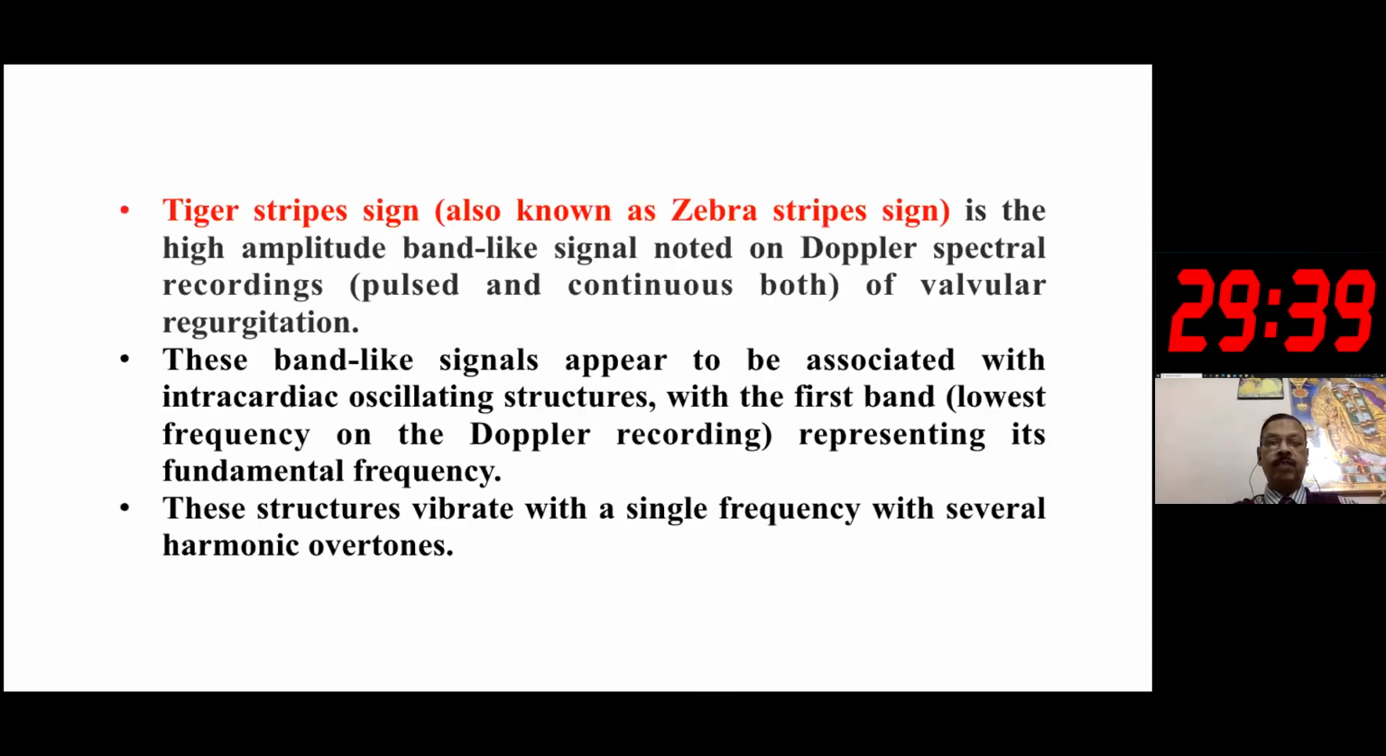So here we finish. So what is that actually? Tiger stripe sign. It's also known as the zebra stripe sign. It is the high amplitude band-like signal noted on the Doppler spectral recording. You can get it either in pulse wave or even in continuous wave Doppler of valvular regurgitation. These band-like signals appear to be associated with an intracardiac oscillating structure, with the first band, that is the lowest frequency of the Doppler recording, representing its fundamental frequency. These structures vibrate with a single frequency with several harmonic overtones. That's why it looks like stripes.